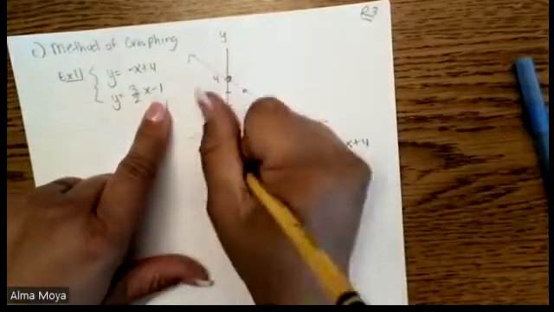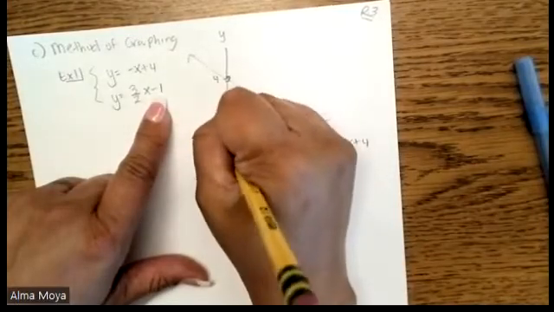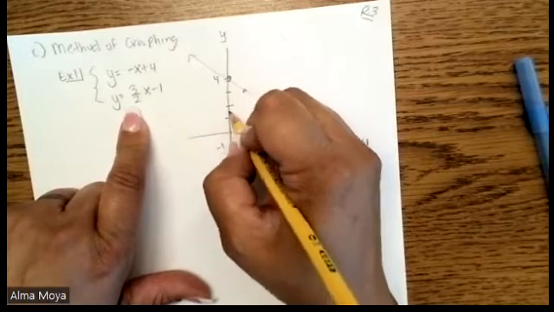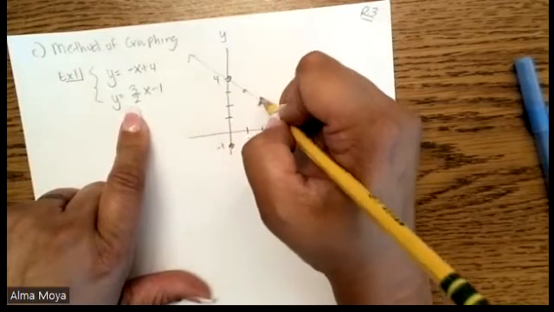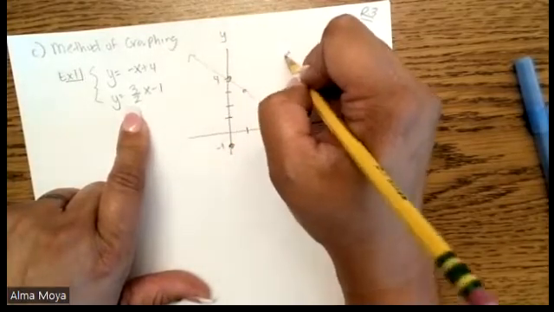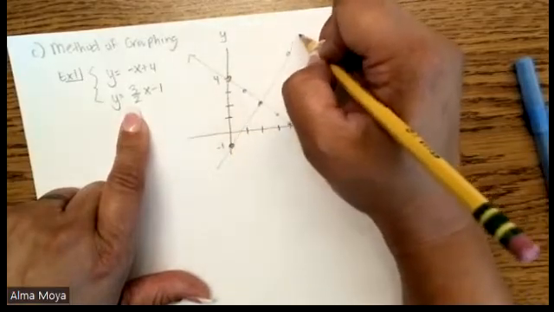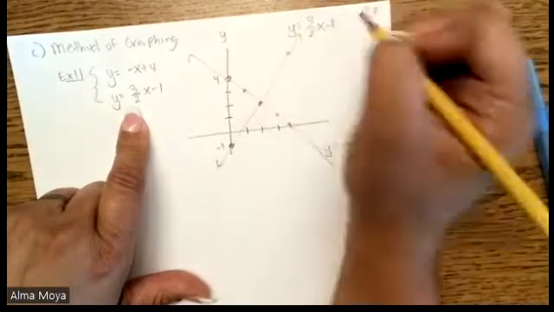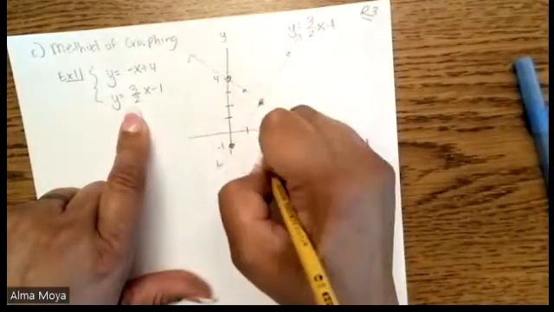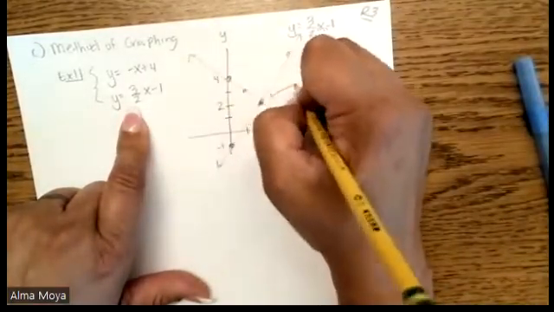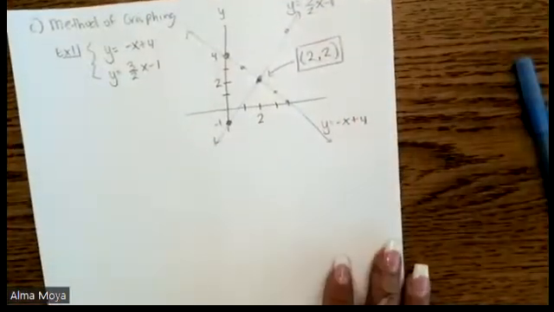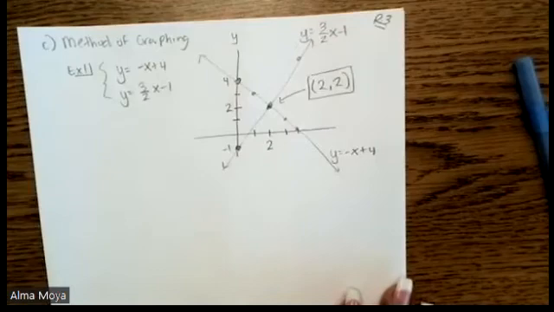On this one, your y-intercept is at negative 1. And your slope is positive 3 over 2, so that's up 3, over 2. And your point of intersection is this point right here, 2, 2. And we're done.